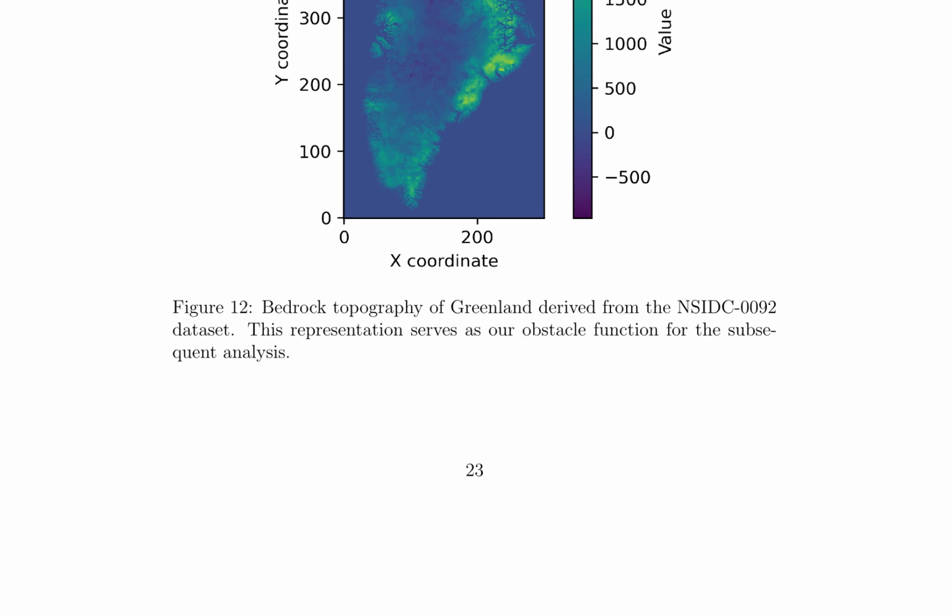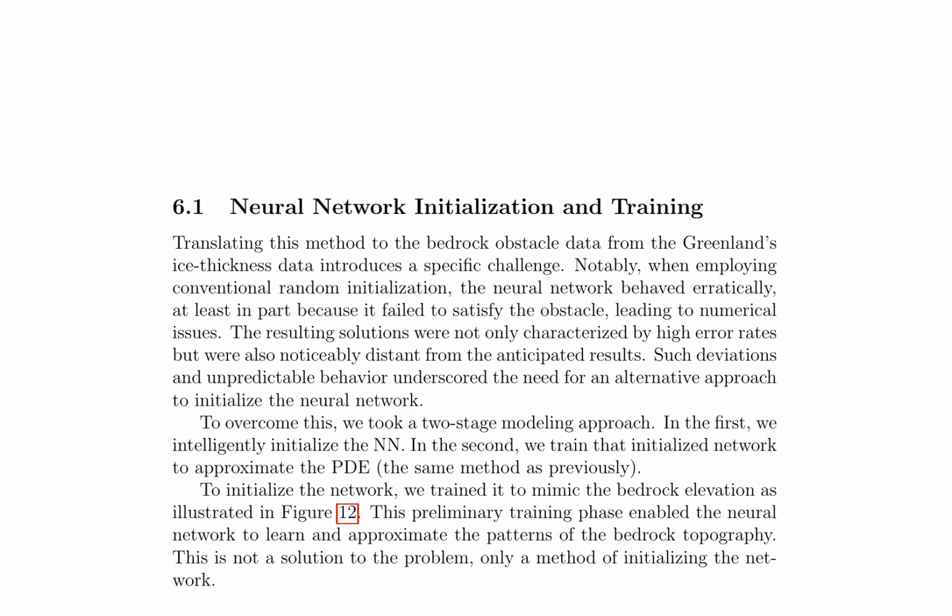The bedrock topography of Greenland derived from the NSIDC 0092 dataset is crucial for understanding the complex interactions between the ice sheet and underlying bedrock, essential for climate change research and ice sheet dynamics modeling. Approximating bedrock elevation from Greenland's ice thickness data using neural networks is hindered by challenges associated with conventional random initialization. To overcome these limitations, a two-stage modeling approach is proposed.